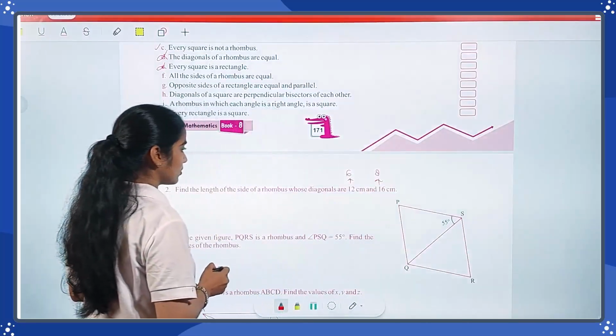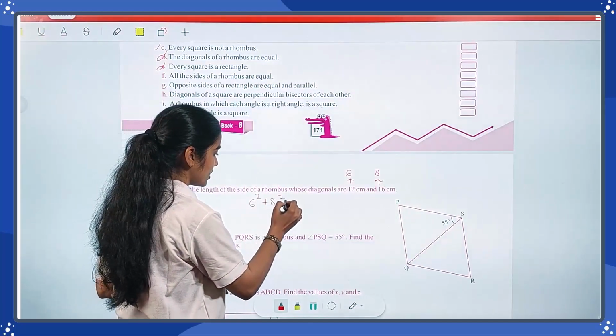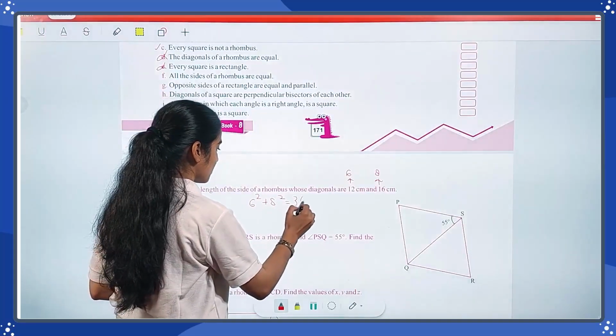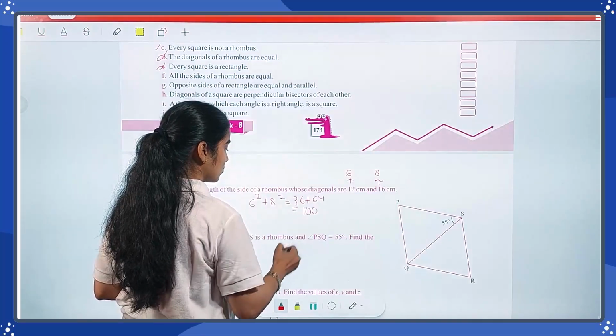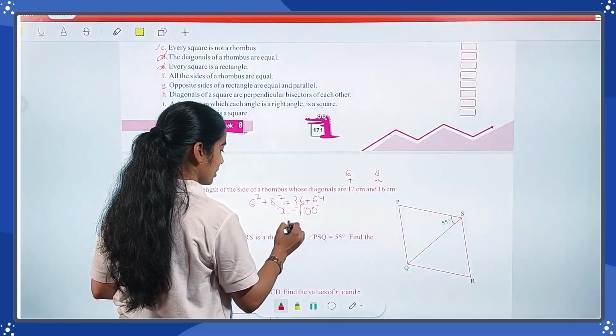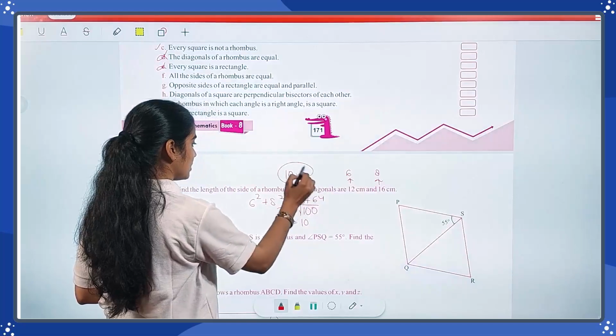Now according to Pythagoras theorem, we can conclude this. 6 square plus 8 square is equal to the side square. So 6 square is 36 plus 8 square is 64. When you add these two, you get 100, and the root of 100 is 10 centimeters. So the answer is 10 centimeter.